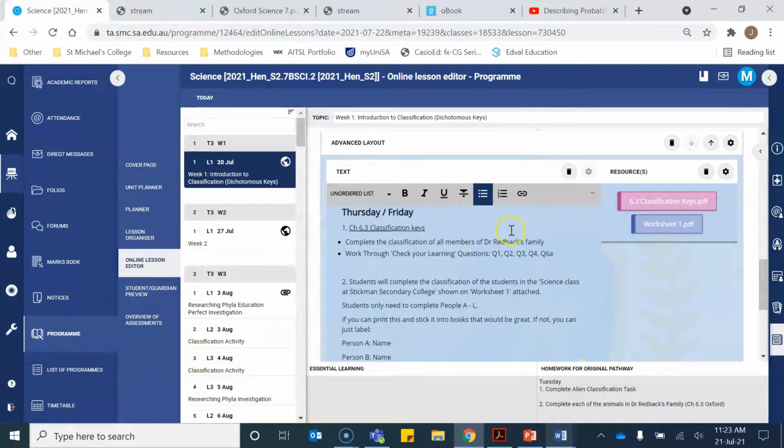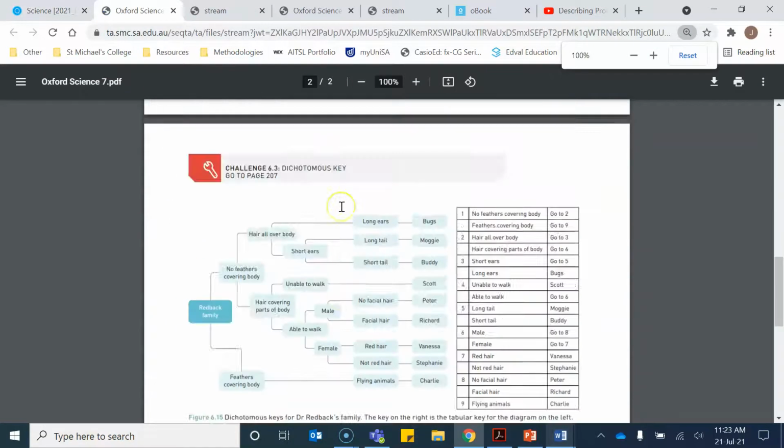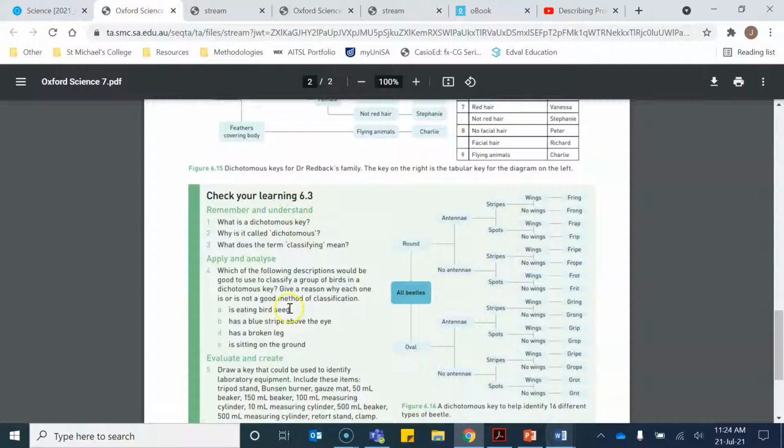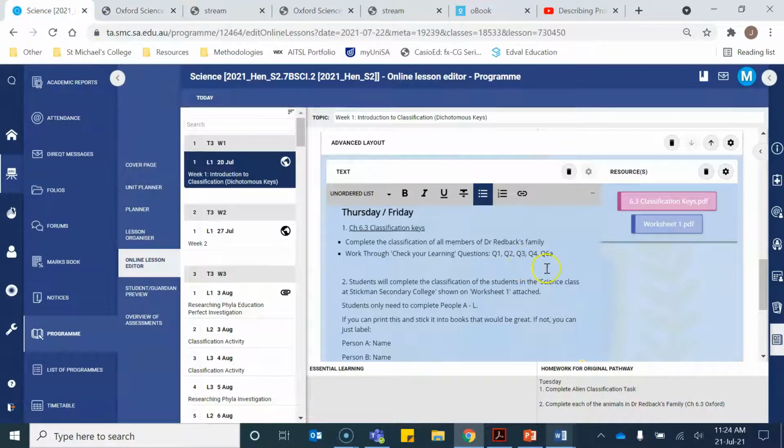So just to clarify what you need to do, first, make sure that you complete the classification of Dr. Redback's family. Once you've completed the classification of Dr. Redback's family, you will move to, in chapter 6.3, the check your learning questions, the ones that I have listed. Remember, we're not doing all of them. I went through question 1, so you'd be able to skip back in this video and quickly have a look at the way that we described the response there. Try and give as detailed responses as possible. Don't just give 2-word answers, and you can use the text to actually help you write your responses.